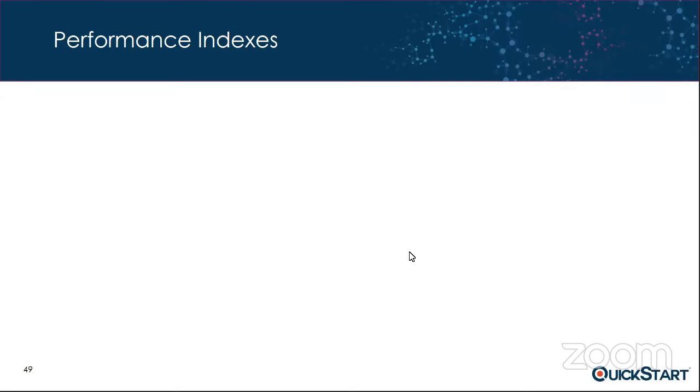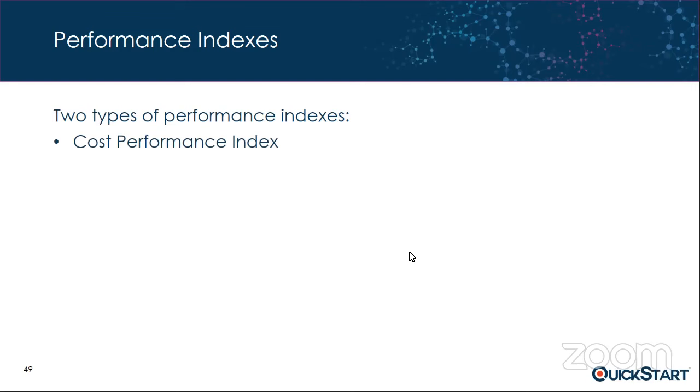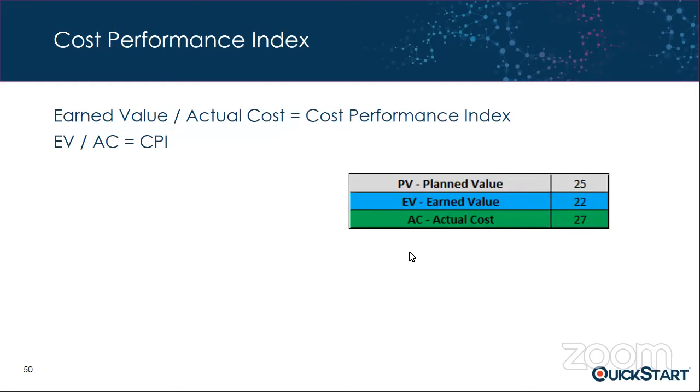There's actually something called performance indexes, and there's two types of these. One is a cost performance index, and the other one is a schedule performance index. Now, again, more formulas are coming your way. The cost performance index is calculated by taking the earned value and dividing it by the actual cost. And we've done that here so that we can see our cost performance index, our CPI, is equal to 0.81481.